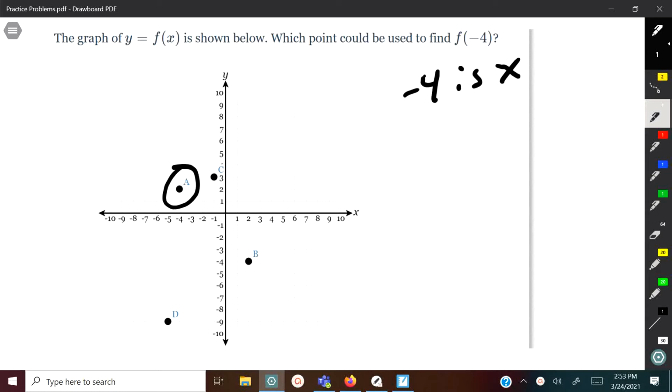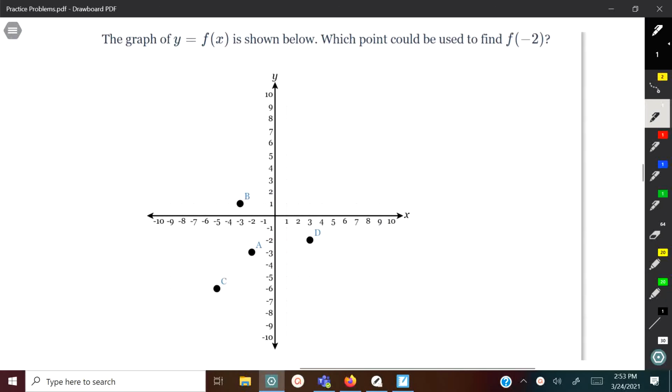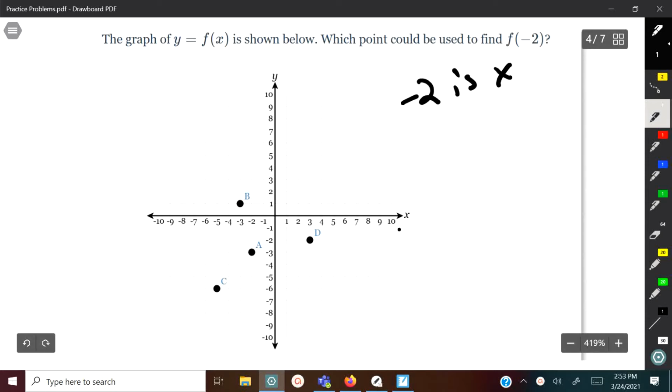All right, so let's take a look at another example. Okay, pause the video right here and see if you can solve this one, where it's f of negative 2. Okay, so let's look at this one. So again, since it's f of negative 2, then negative 2 is x. So we're going to go on the x-axis and find negative 2 and see that it comes down to here. So the answer on this one would be A.